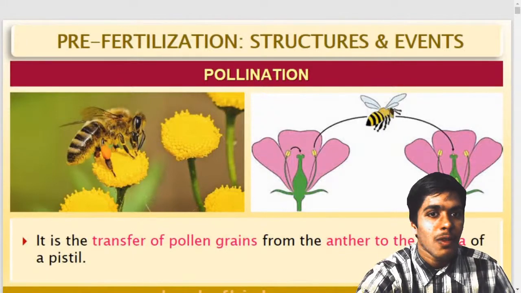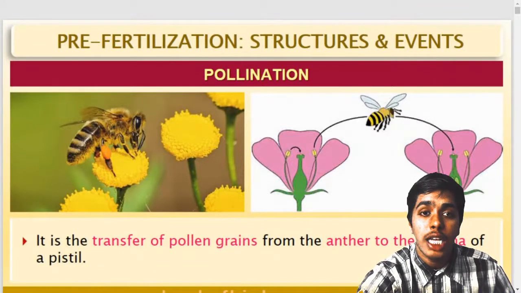Hello guys. Today we are discussing the last part of our chapter, sexual reproduction in flowering plants. In the previous session, we discussed pollination, pollination devices and pistil-pollen interaction. Today we are going to discuss the last part of our chapter, that means class 12 NCERT biology, sexual reproduction in flowering plants.